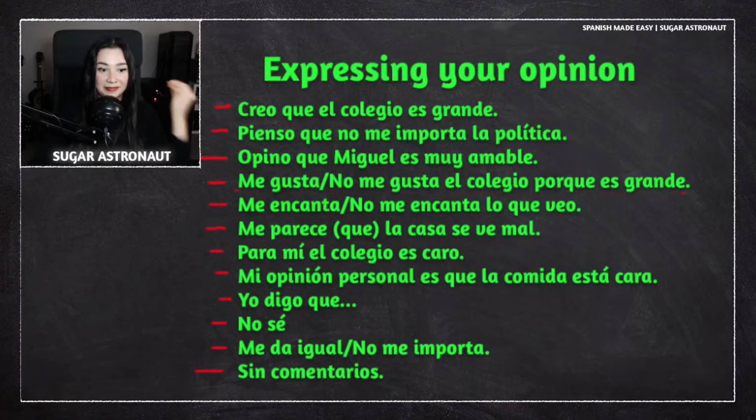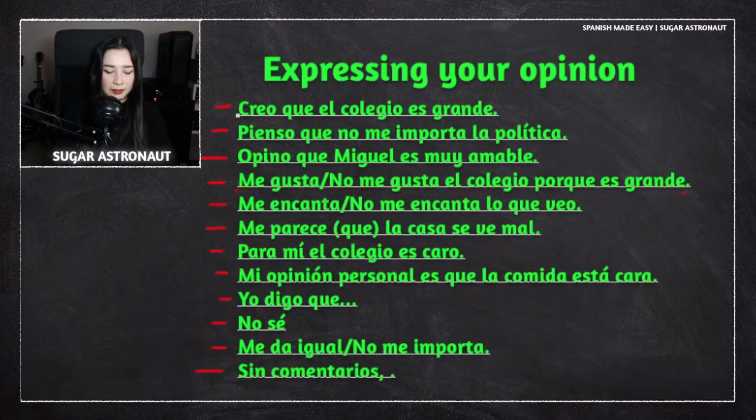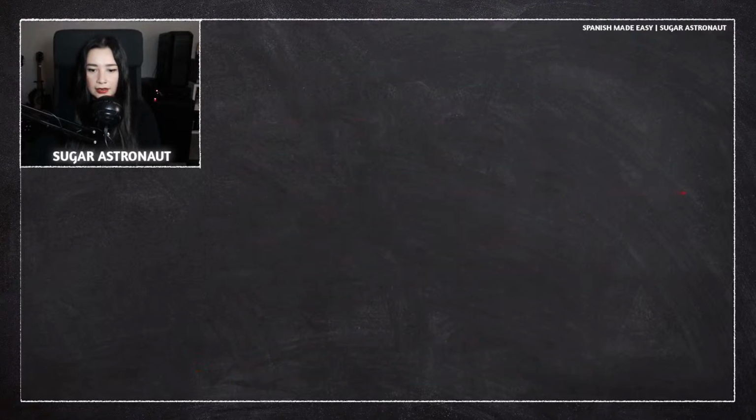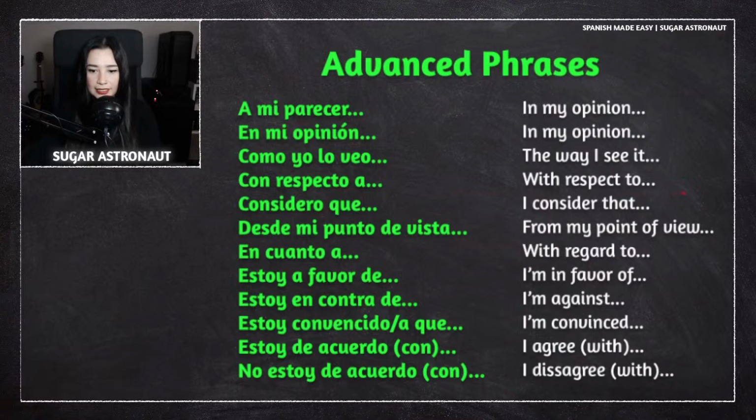Sin comentarios. I have nothing to say. No tengo nada que decir. Well, if you want to know how to spell that, no tengo nada que decir. That's the literal translation of I have nothing to say. Sin comentarios. You can just say sin comentarios, and that's fine. Okay, now very quickly, let me show you some examples using the complex phrases, the advanced phrases.